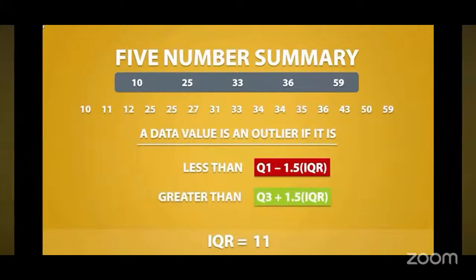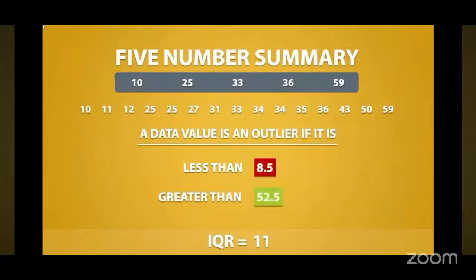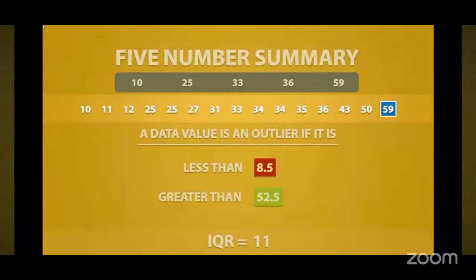At this point, we can start substituting values. Q1 is 25, Q3 is 36, and the IQR is 11. And so we say that a data value is considered to be an outlier if it is less than 8.5, or if it is greater than 52.5. If we look at our dataset, we see that no values are less than 8.5. However, we do have a value that is greater than 52.5. Therefore, we say that 59 is an outlier.